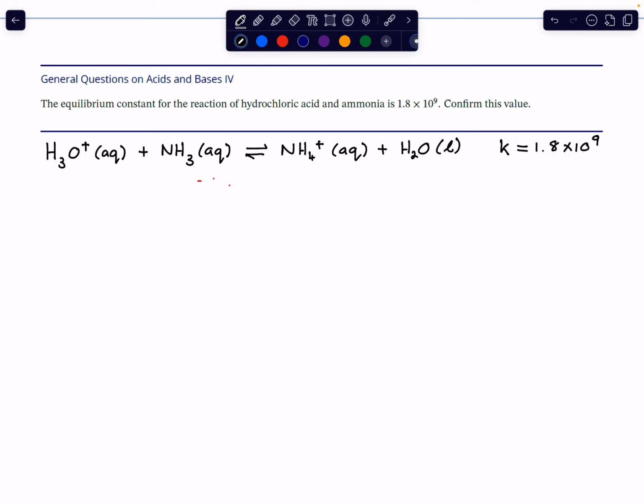I can wipe that out now. But what we want to essentially prove is we want to show that if hydrochloric acid and ammonia react to form NH4 plus and water, the K value for this is 1.8 times 10 to the power 9. Now, the first thing that you will probably be like, what on earth did I do here? Is you might say, well, isn't hydrochloric acid HCl aqueous? And then doesn't this form NH4Cl, right?